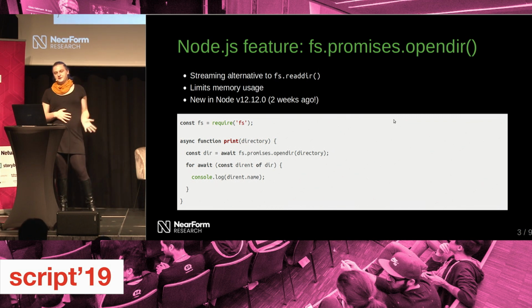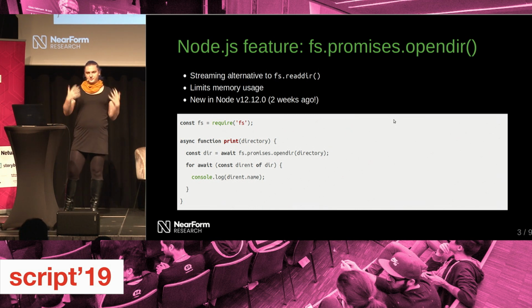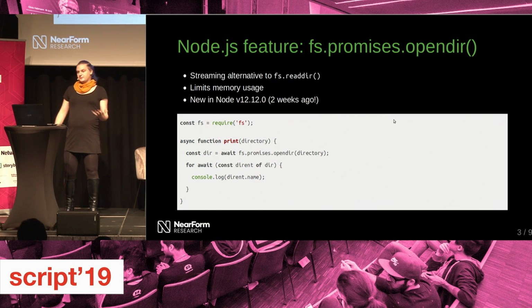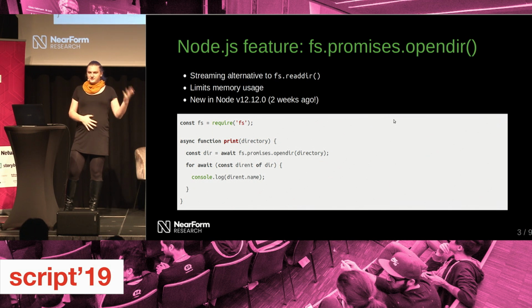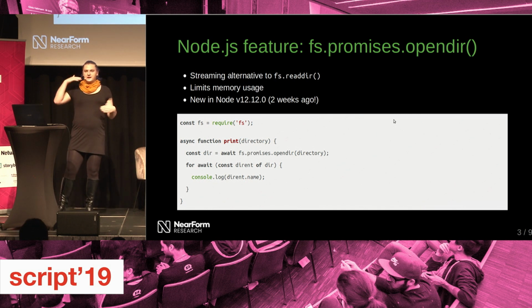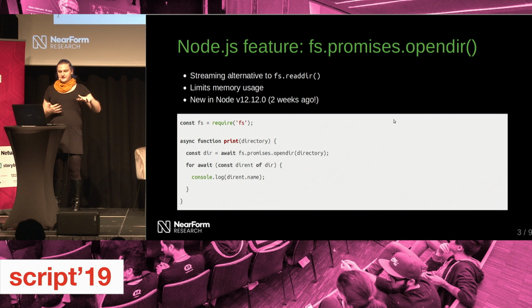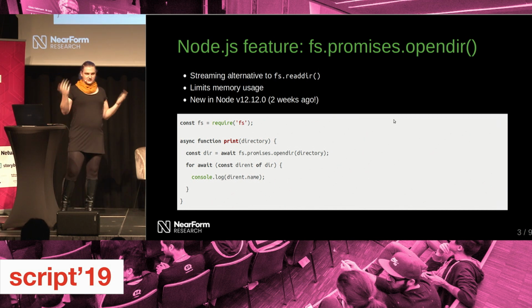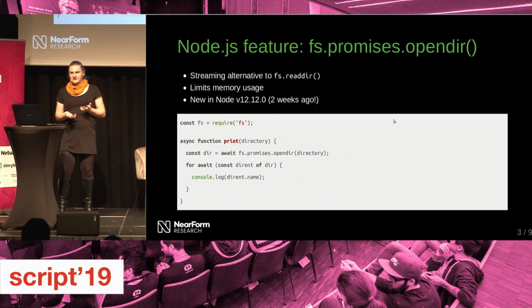We have a new feature in Node.js. It's called fs.opendir, or because we're trying to move people towards promisified variants, fs.promises.opendir. It works kind of like fs.readdir. If you've ever used that, it gives you a list of the entries in the directory. The difference is that fs.readdir reads all the data in one go. You call the function, you wait for it to finish, and then you get a list of all the entries.